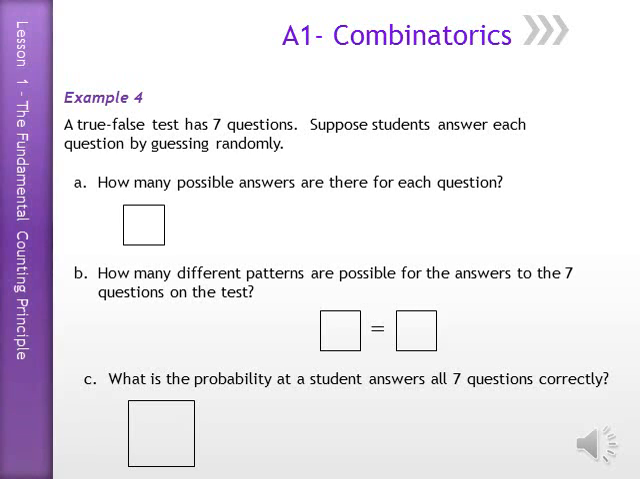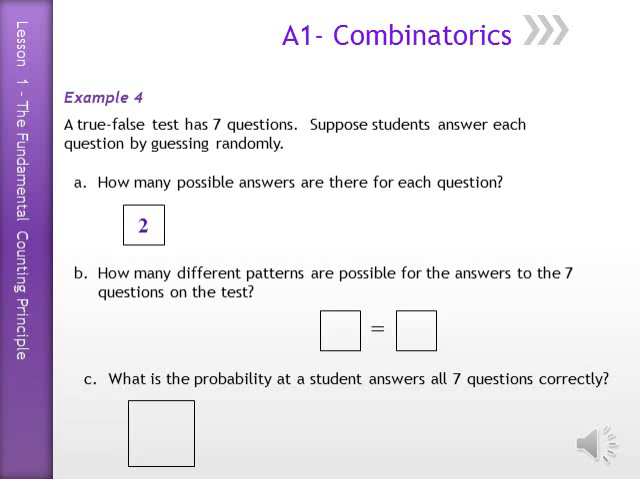Example 4. A true-false test has 7 questions. Suppose students answer each question by guessing randomly. This question is similar to ones before, but with a bit of a twist. We want to know how many different patterns of answers are possible. First, how many possible answers are there for each question? You have the choice of true or false, so 2.